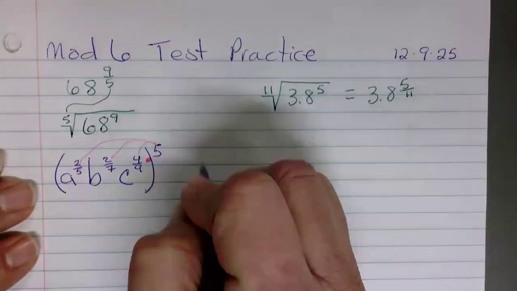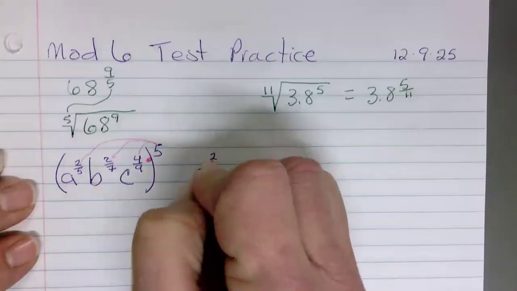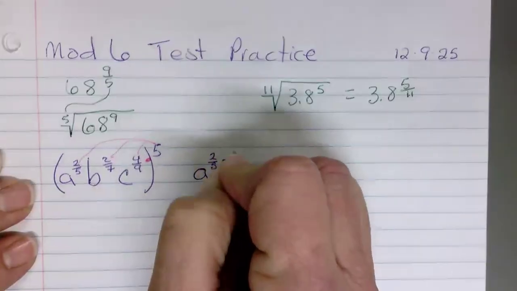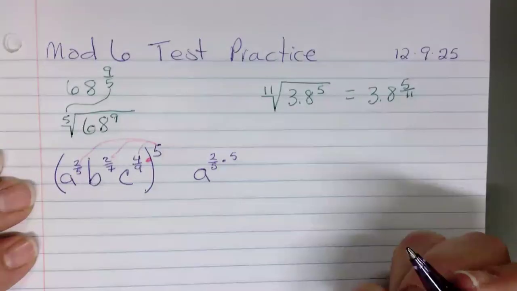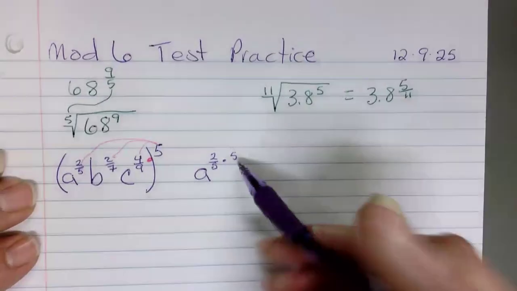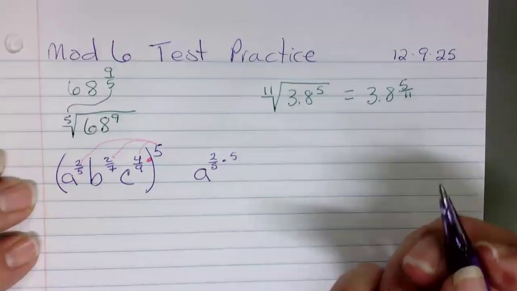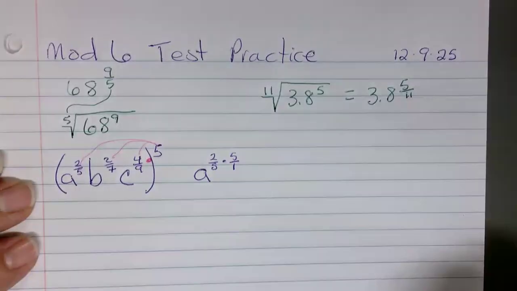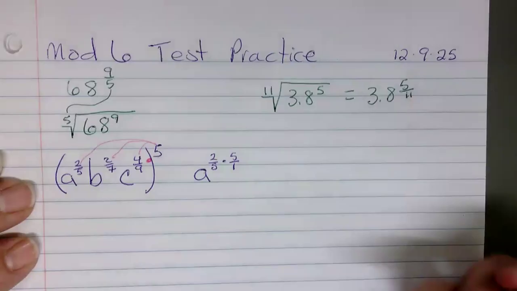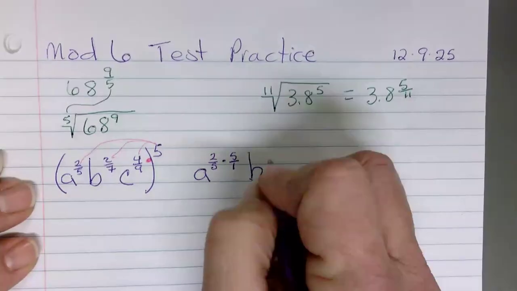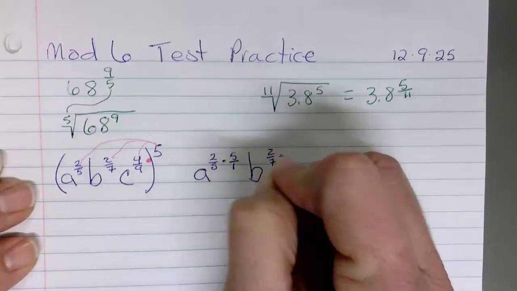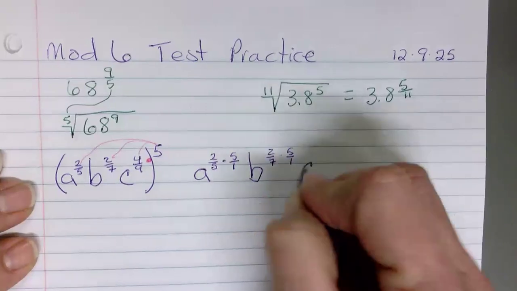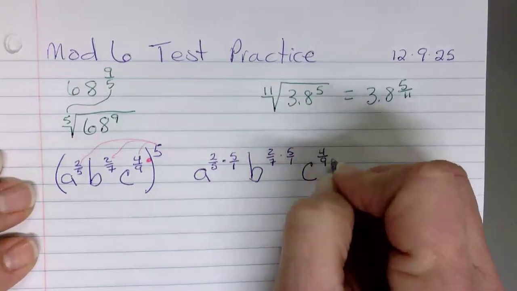So that's going to be the same as a to the 2/5 times 5. When I have a whole number like 5 and I'm multiplying times a fraction, I like to change my whole number into a fraction also. So I'm going to multiply times 5/1 for everything. So then I have b to the 2/7 times 5/1 and c to the 4/9 times 5/1.